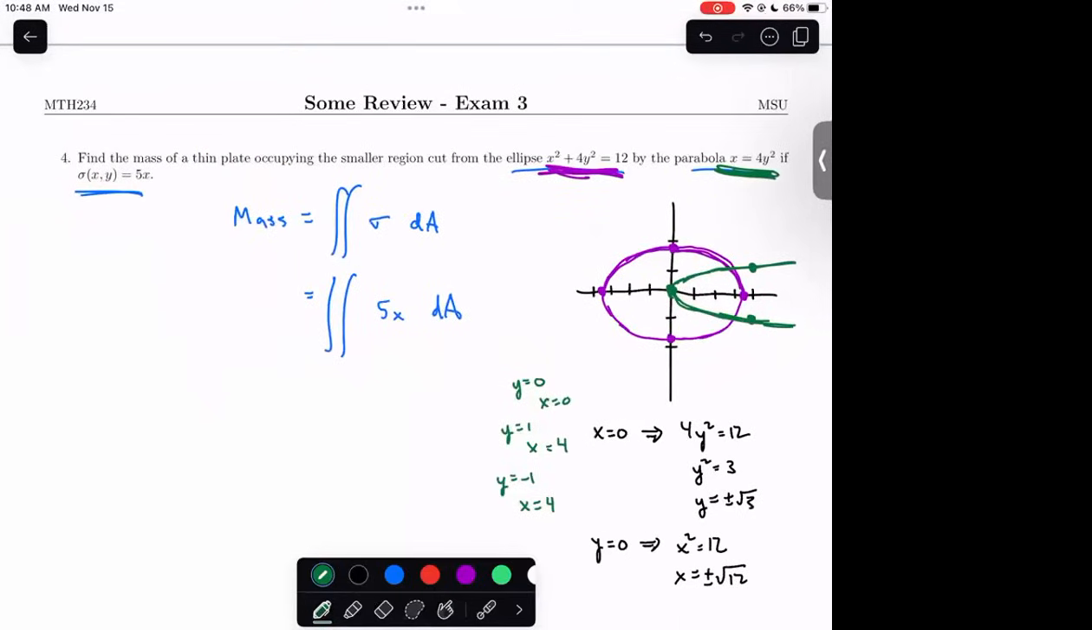Let's reread the question. Find the mass of the thin plate occupying the smaller region cut from these two curves. So the smaller region is going to be this one right here.